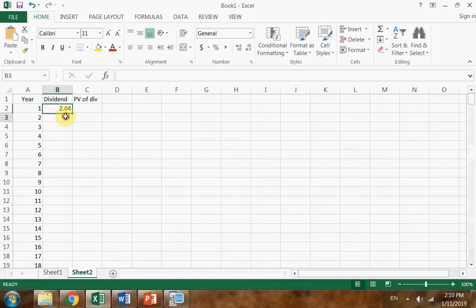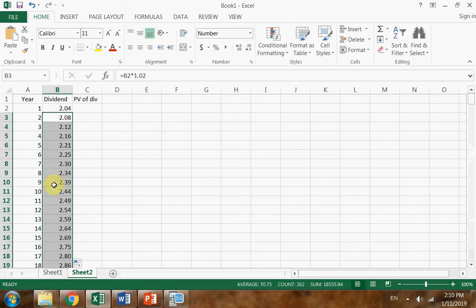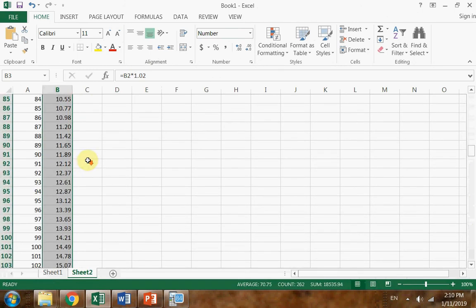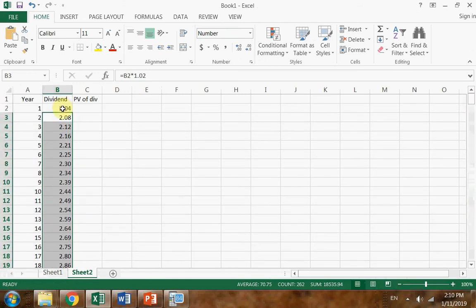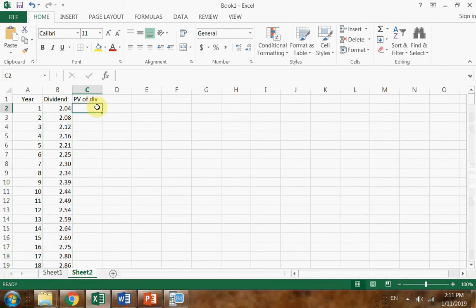All right, and in the next year, the dividend will grow by another 2%, so that's the first year dividend times 1.02. So it's not a big change. You see the dividend only grows by 4 cents, but if I double click or simply drag it all the way down, you see the dividend will grow to a much larger number after hundreds of years. And if I just add all the numbers together for all the future dividends, I would end with infinity. However, that's not the way it works.